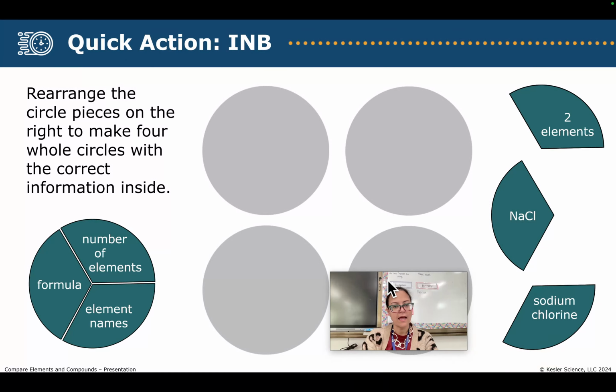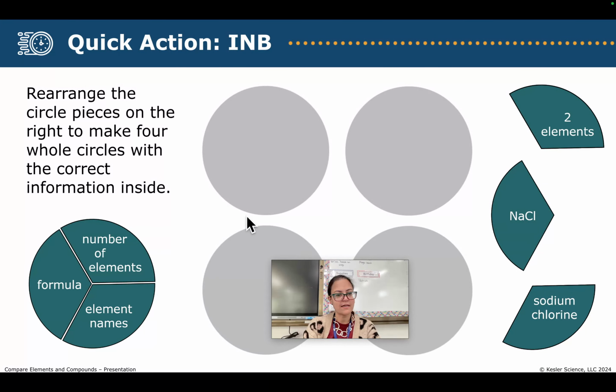All right, so we're going to look at these. Rearrange the circle pieces on the right to make 4 whole circles with the correct information inside. We're not going to do that.